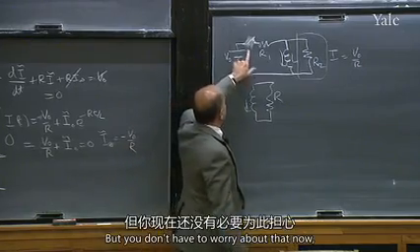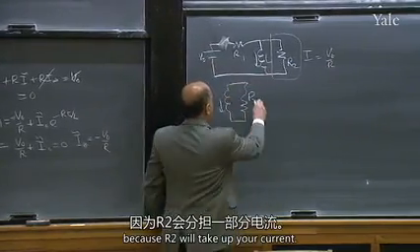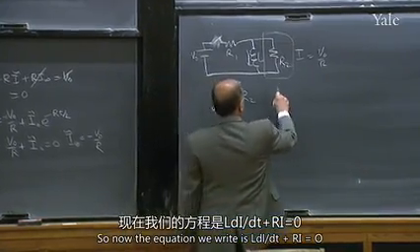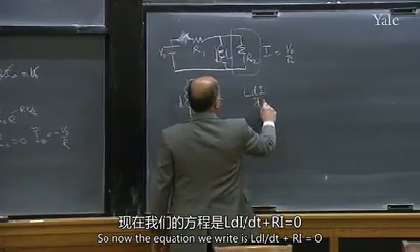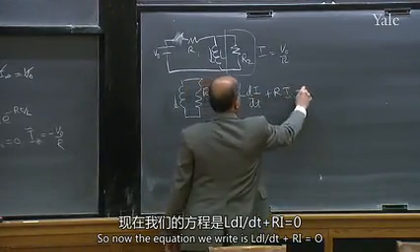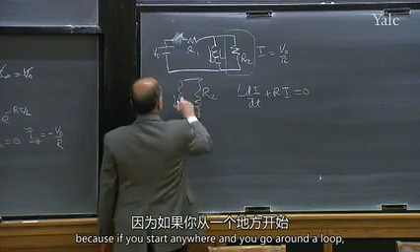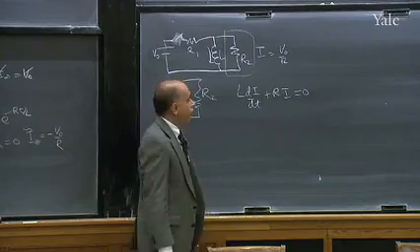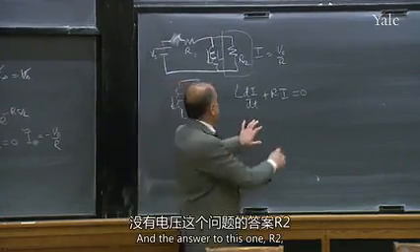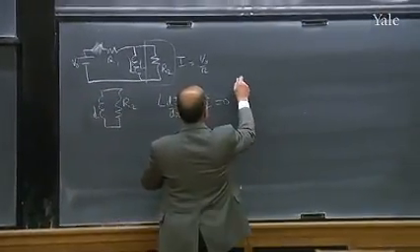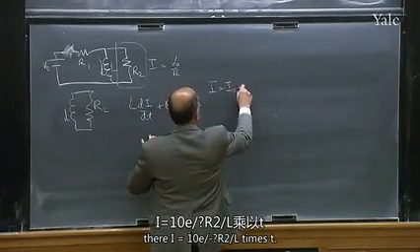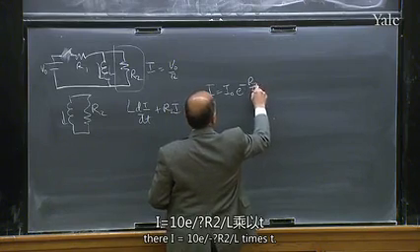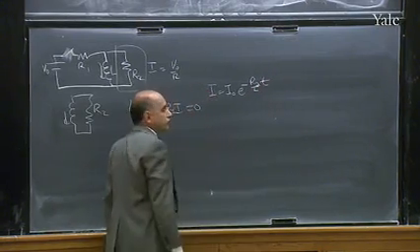But you don't have to worry about that now because R2 will take up your current. So now the equation we write is L di/dt plus Ri is equal to 0, because if you start anywhere and you go around a loop, you have no change in anything. There's no voltage. And the answer to this one, R2. Therefore, I is equal to I0 e to the minus R2 over L times t.